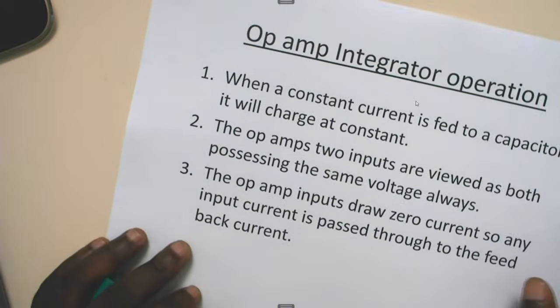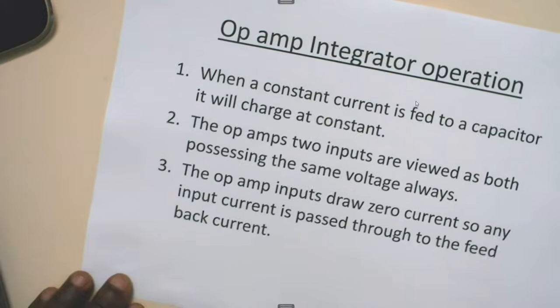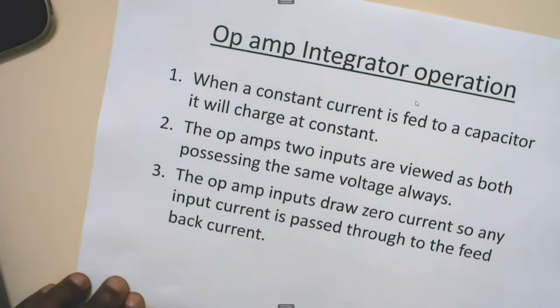Then here is the op-amp integrator operation. It says when a constant current is fed to a capacitor, it will charge at a constant rate. The op-amp's two inputs are viewed as both possessing the same voltage always. The op-amp inputs draw 0 current, so any input current is passed through to the feedback current.